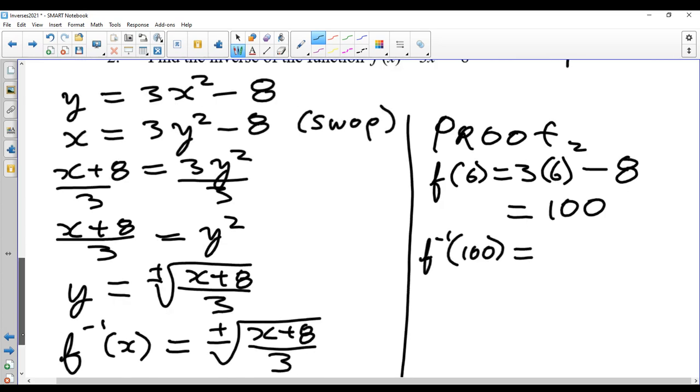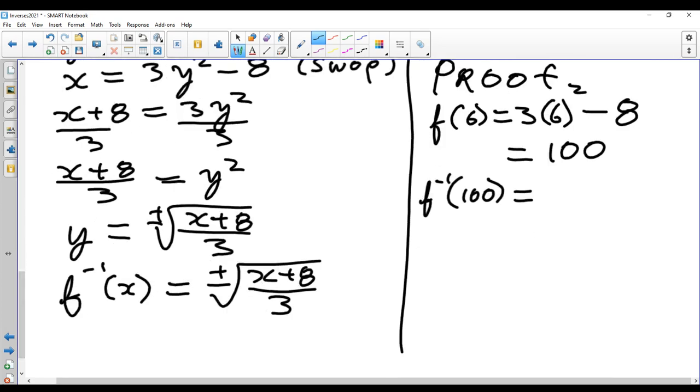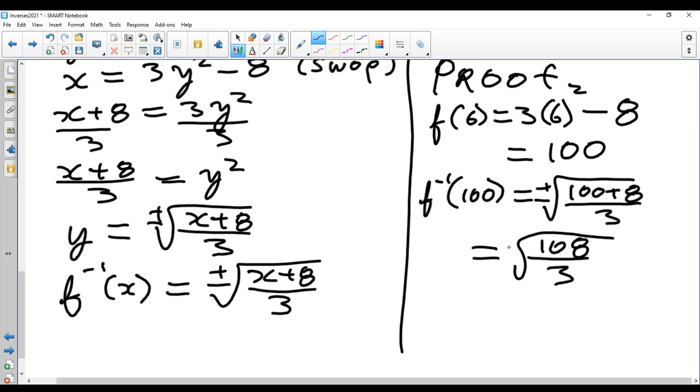Well, let's see what the inverse function says. It's plus and minus the square root of x plus 8 over 3, so the square root of 100 plus 8, divided by 3. 100 plus 8 is 108, divided by 3, square root of that. And 108 divided by 3 is 36. Plus and minus the square root of 36, which is, of course, equal to 6. Exactly the number that you gave us earlier. So there's the proof right there.